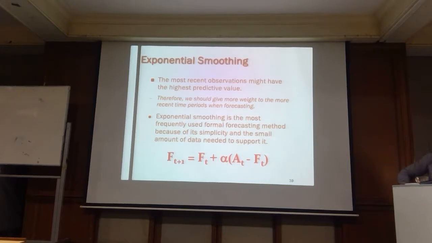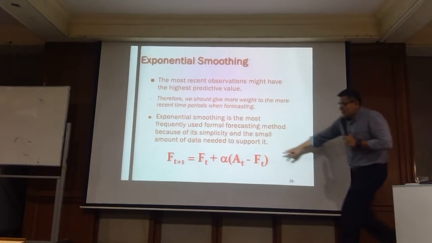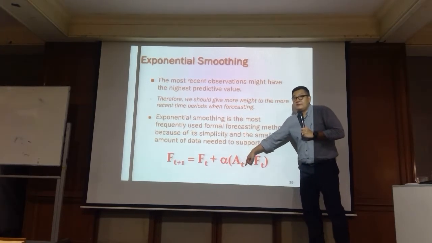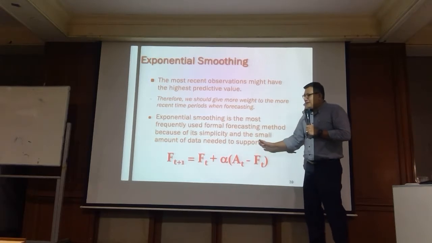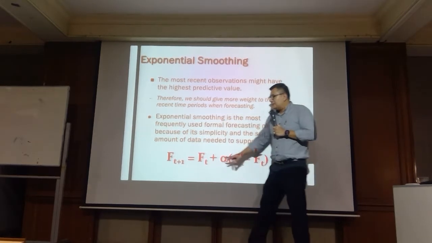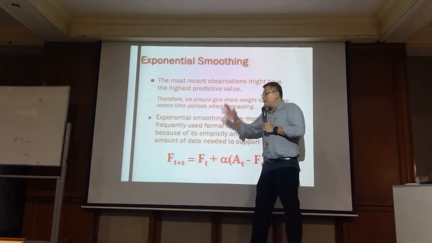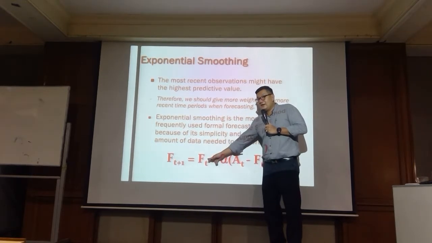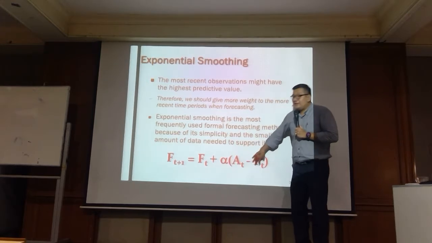If you look at the formula, the forecast demand for period t plus 1 will be equal to the forecast value for period t plus alpha multiplied with the actual at period t minus the forecast at period t. So actually this is the forecasting error. So you try to forecast period t plus 1 using your forecast on period t plus some value multiplied with the forecasting error.